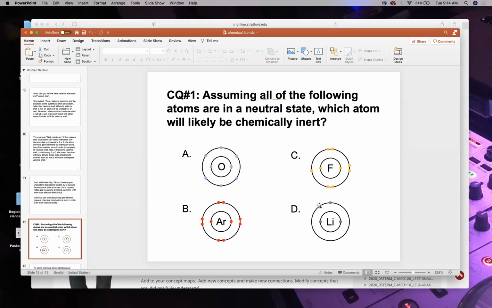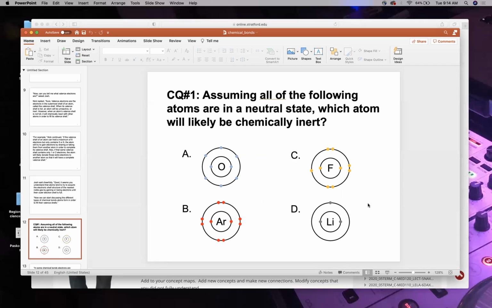So fluorine, lithium, and oxygen, these are highly reactive things. Maybe if you know a little bit about liquid oxygen, that's what we use as fuel. It's highly reactive. Lithium is highly reactive.